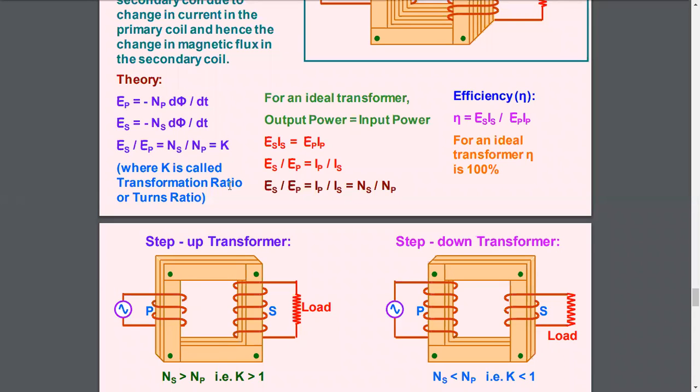Sometimes we define the transformation ratio as the ratio of output power to input power. And this can also be expressed as the ratio of EMF induced in the secondary coil to that in the primary coil, and also equal to the ratio of number of turns of the secondary coil to that in the primary coil, and this remains constant. Once a transformer is designed and framed, its transformation ratio becomes constant. And this transformation ratio is sometimes also called the turn ratio.